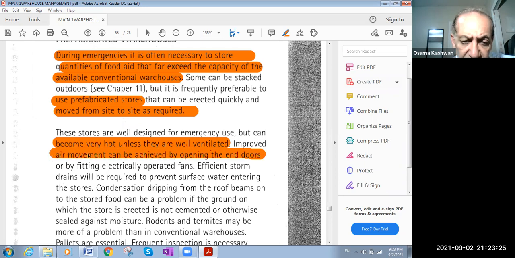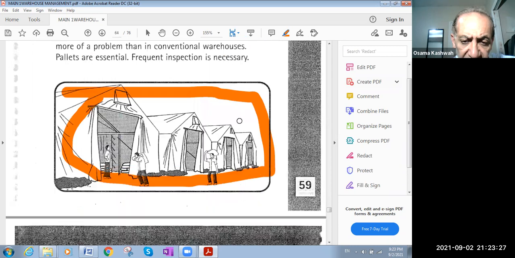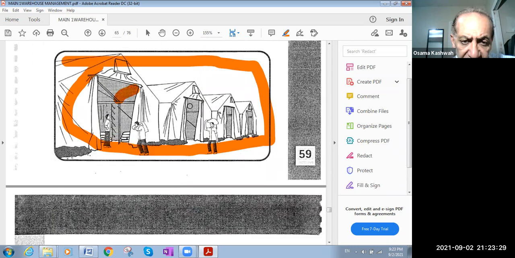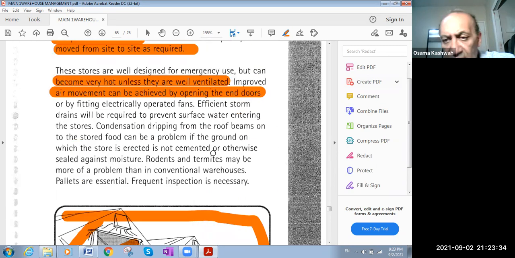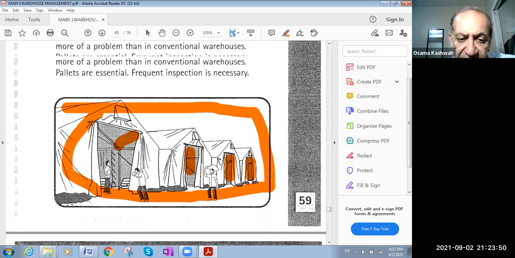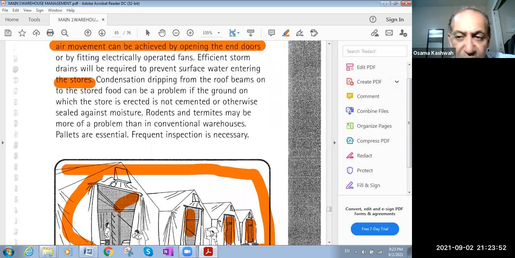You can open the end doors on those kinds of emergency stores, like here. Those are the end doors. You can open them, so it can allow the air to come in, or by fitting electrically operated fans. Efficient storm drains will be required to prevent surface water entering the stores. Also, make sure that inside the store there is good drainage. The same things which we used to say in traditional warehousing apply also in emergency warehousing.